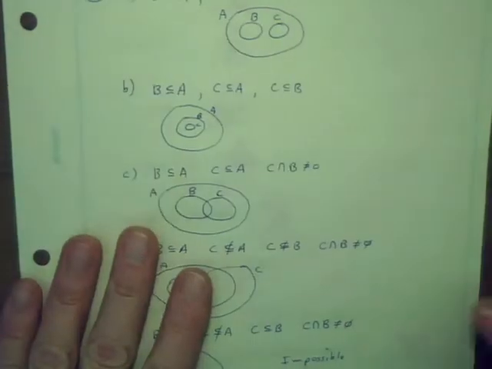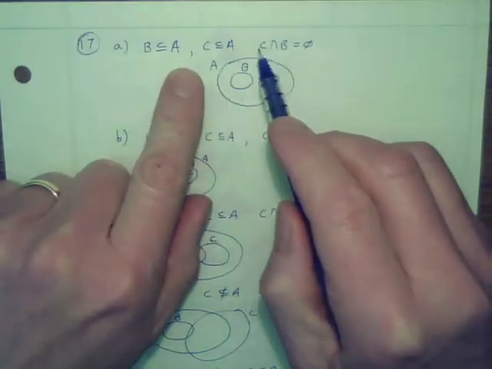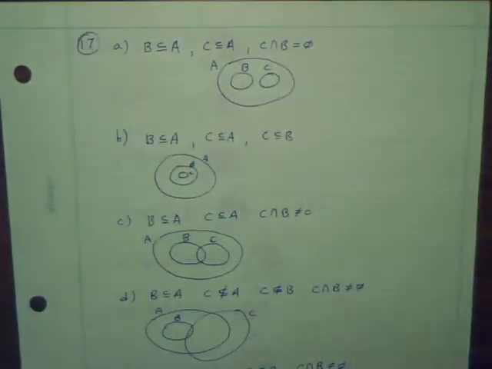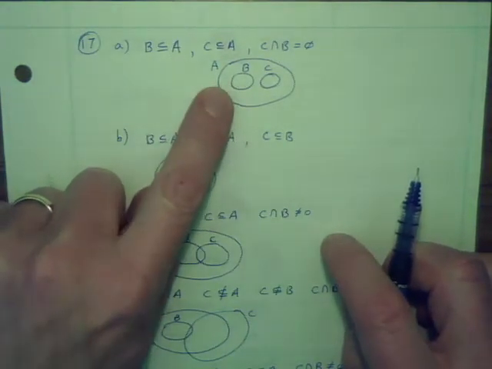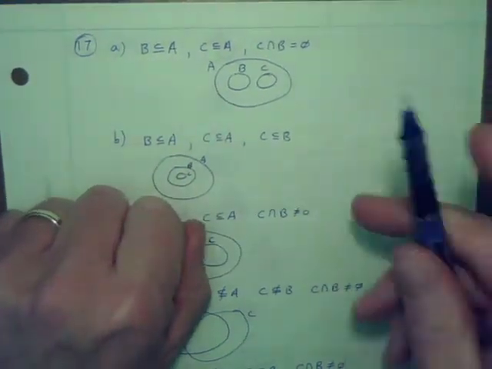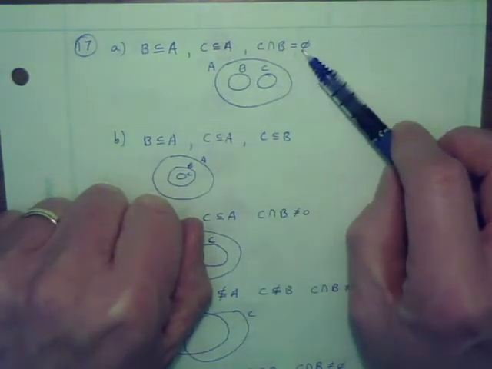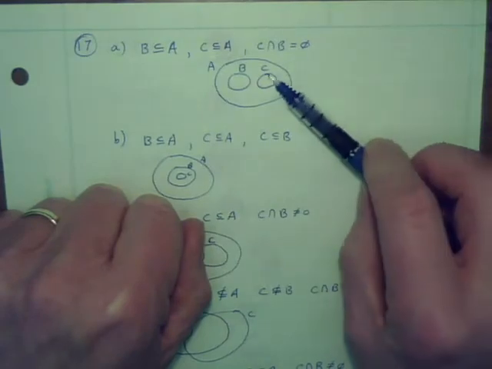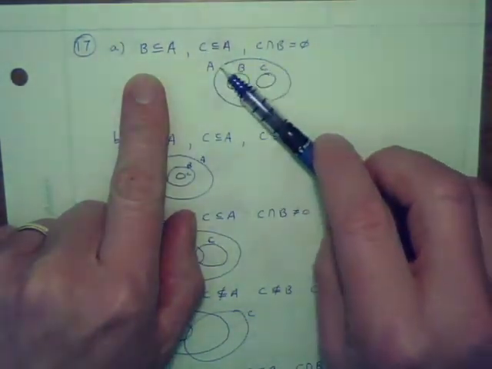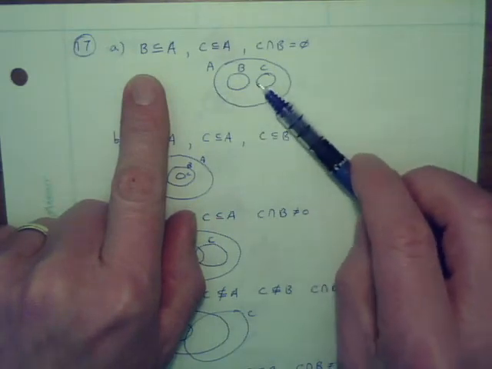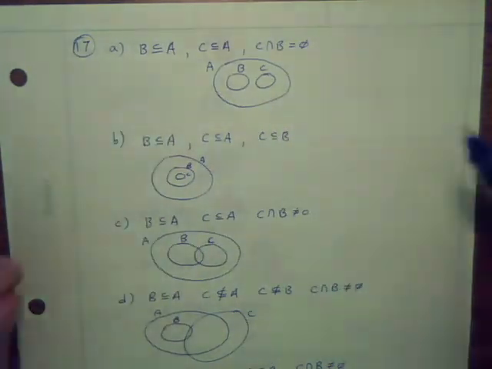Let's start with part A, and I took out the and symbols here because I think they just made it look more complicated. So I need all three of these things to be satisfied. B's got to be a subset of A, C's got to be a subset of A, but C intersect B is the empty set. In other words, B and C don't intersect. No elements in their intersection, meaning we draw them separated like this. And so both B and C are subsets of A because they're inside of it, and their intersection is the empty set because they don't intersect. Okay?